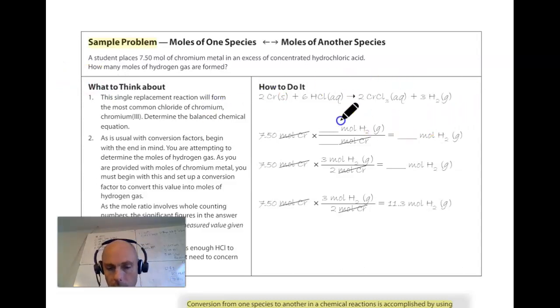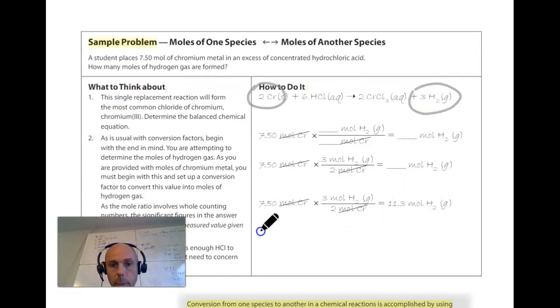So if we look at this balanced equation, we're supposed to remember that the coefficients represent the ratio in which things react or are produced. For every 2 moles of chromium, 6 moles of hydrochloric acid react, producing 2 moles of chromium chloride and 3 moles of hydrogen gas. Again, those aren't the actual numbers of moles that necessarily react or are produced. That's just the ratio in which they react or are produced. So if we focus on what is being referred to in this problem, 7.5 moles of chromium, and we're supposed to figure out how many moles of hydrogen gas are formed, we know that for every 2 moles of chromium that go in, 3 moles of hydrogen come out.